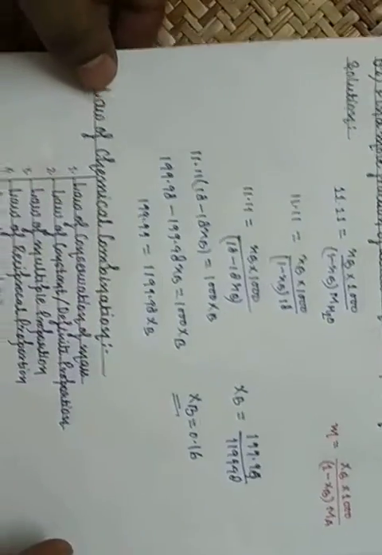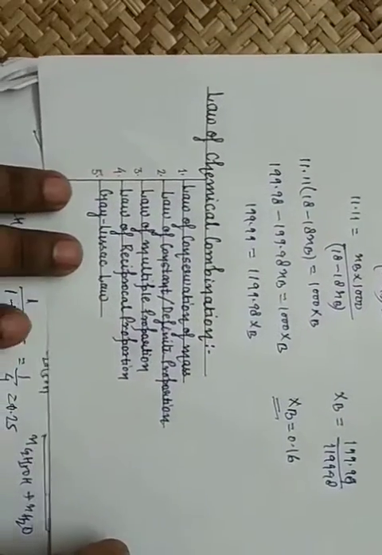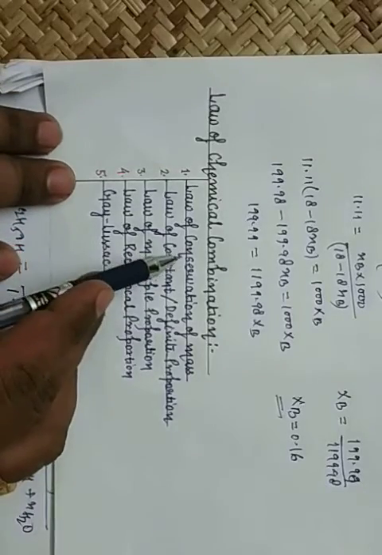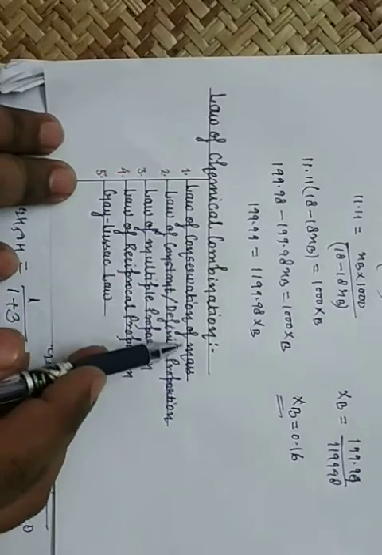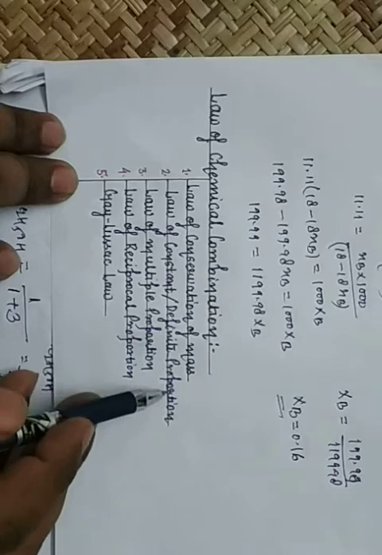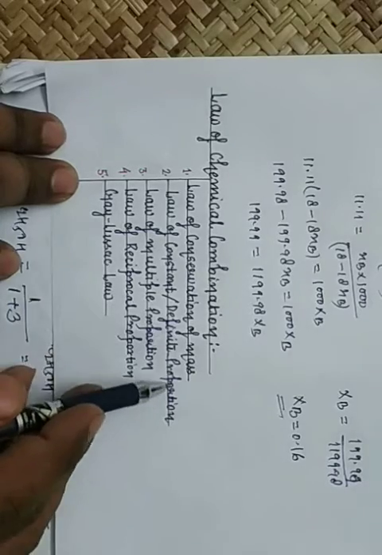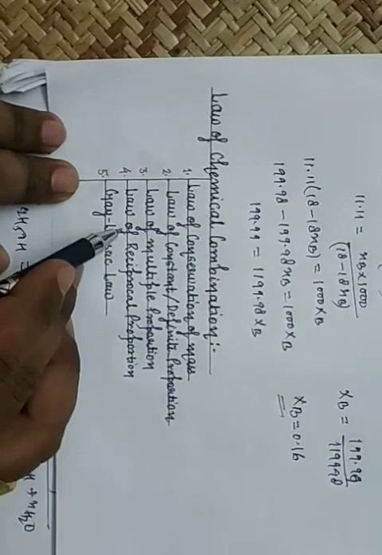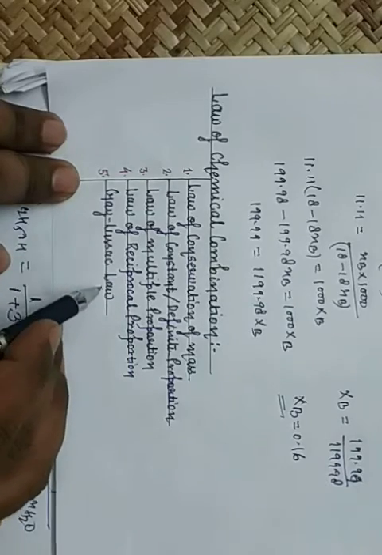So now the next part, this is the laws of chemical combination. You know there are 5 types of chemical combination laws: the law of conservation of mass, the law of constant or definite proportion, also the law of multiple proportion, the law of reciprocal proportion, and the Gay-Lussac law.